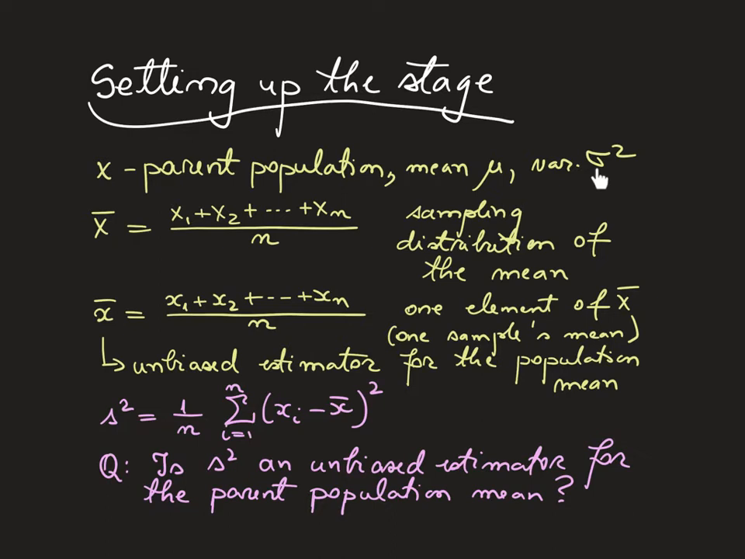What we generally do is take a sample of size n. To take a sample of size n, we imagine that we multiply the parent population and we have n copies of the parent population. So we take one element, x1, from the first copy, a second element from the second copy, and so on. So we end up with a sample which is going to be x1, x2, xn. This is our notation for the sample.